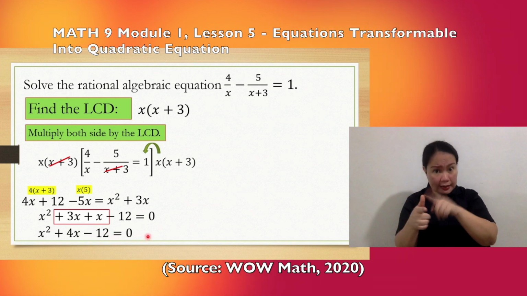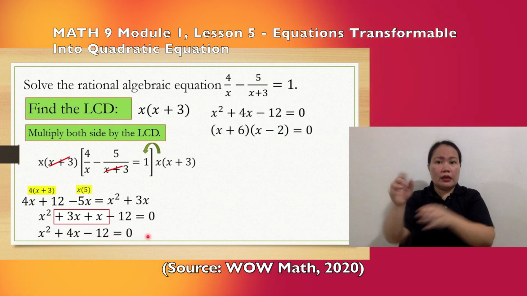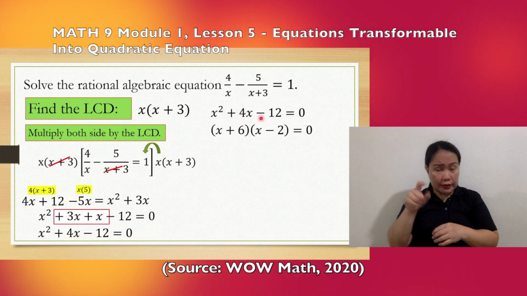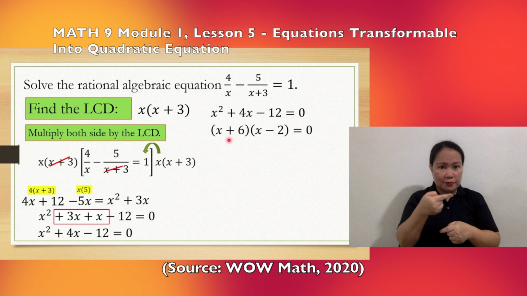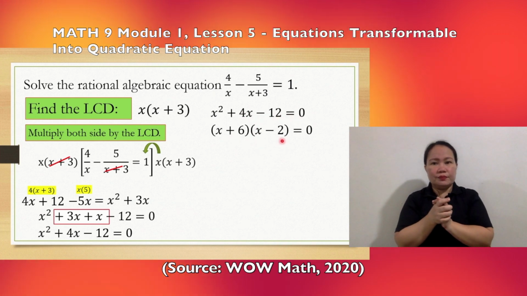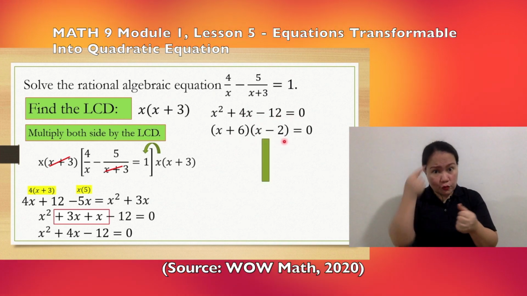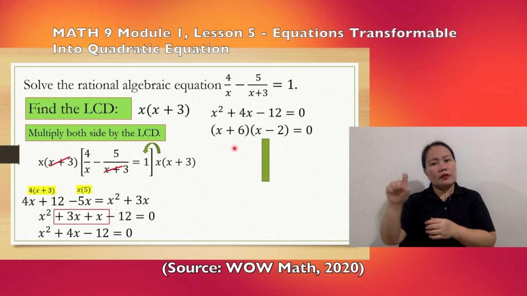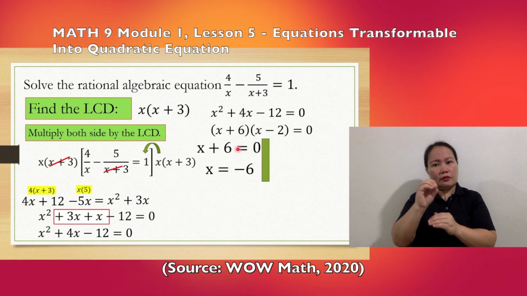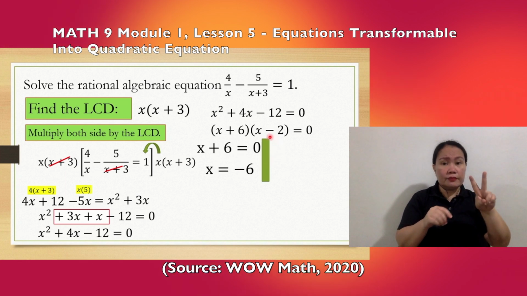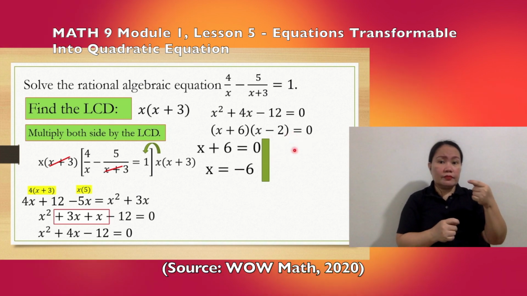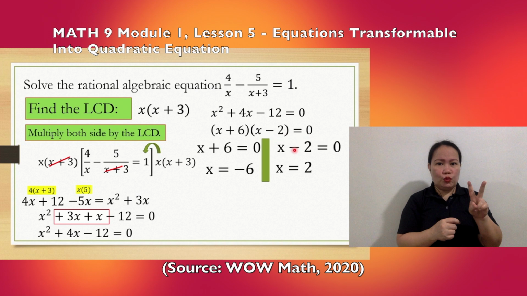And then, factor natin yan. So, the factor of x squared plus 4x minus 12 is equal to 0, or x plus 6 times x minus 2. Then, solve for x. For x plus 6 is equal to 0, the value of x is negative 6. Then, sa kabila naman, x minus 2 is equal to 0. So, the value of x is positive 2.